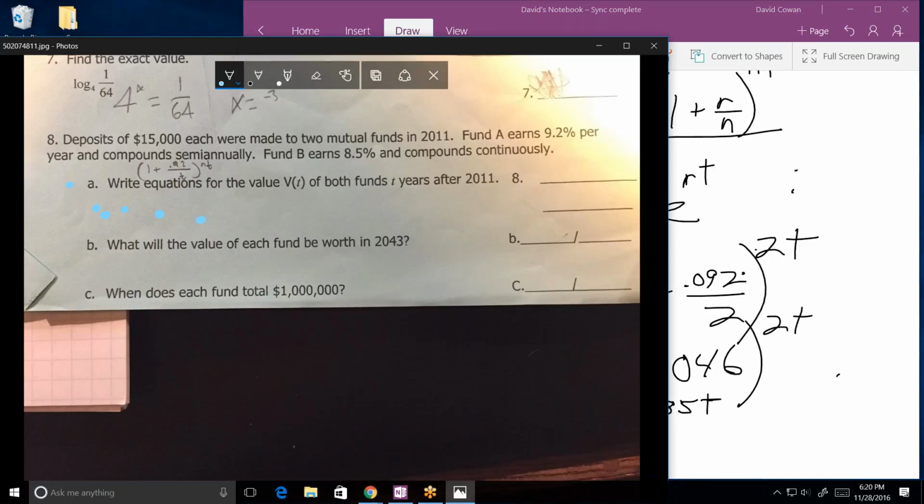All right. So there's our two equations, with t being the number of years after 2011. So in 2012, t would be 1. 2013, t would be 2. What's the value of each fund in the year 2043? Well, let's figure out what t is. 32.